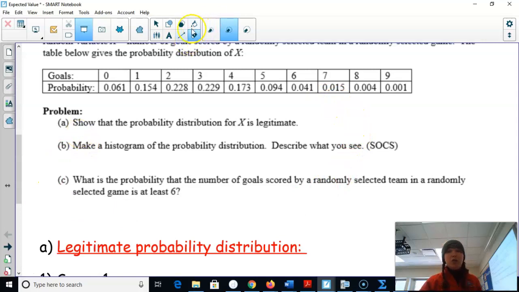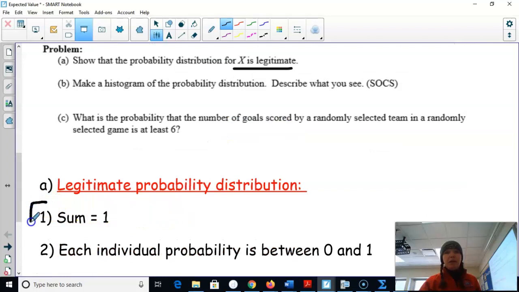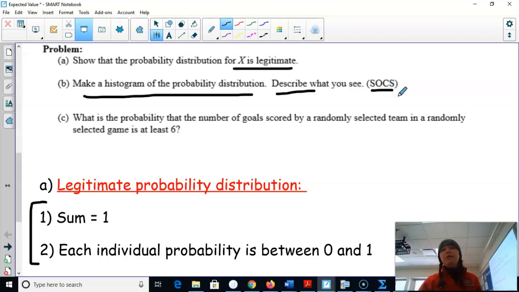When I say show that the probability distribution is legitimate, you literally just have to tell me these two things right here. The sum of the probabilities is equal to 1, and each individual probability is between 0 and 1. Okay, let's move on. Make a histogram of the probability distribution and describe what you see. Anytime you describe a histogram, you want to use that acronym SOCS, or if you had Mr. Jans, I think he uses SOCS. We will review what that is.